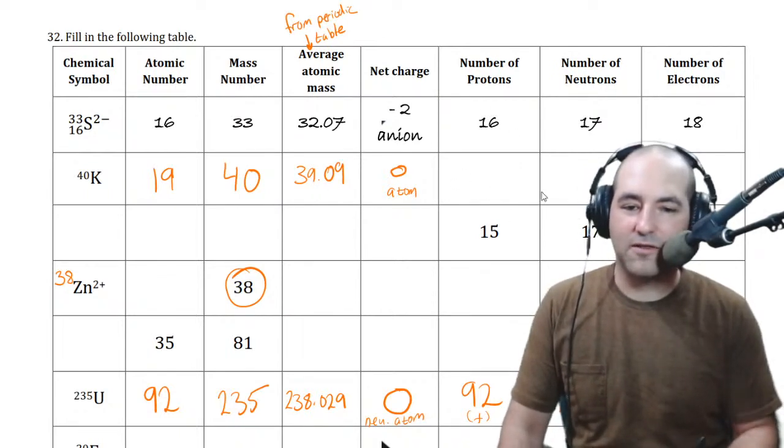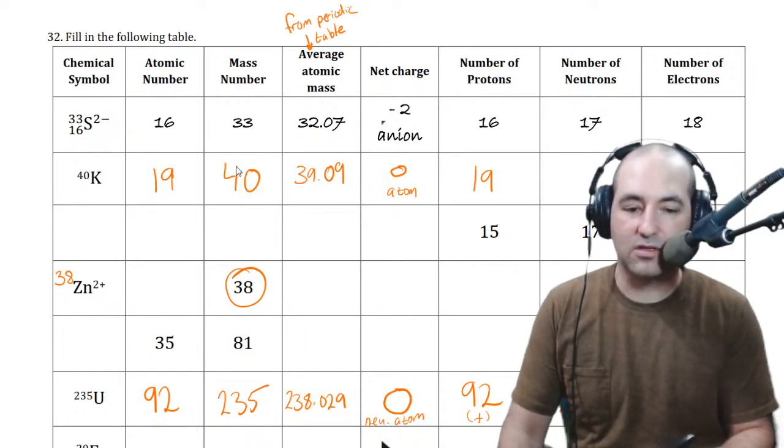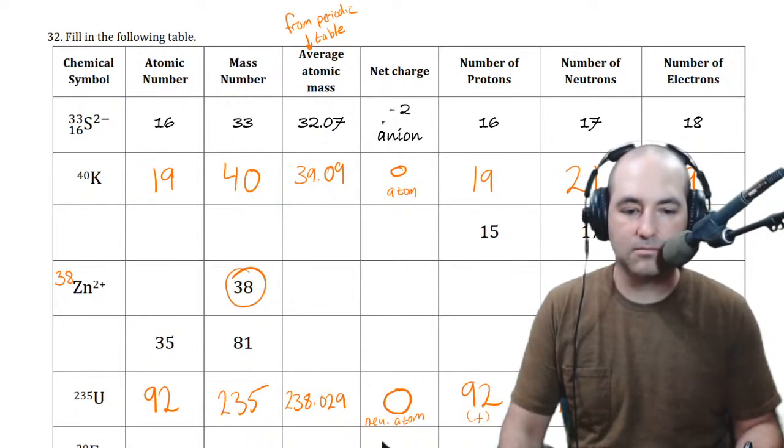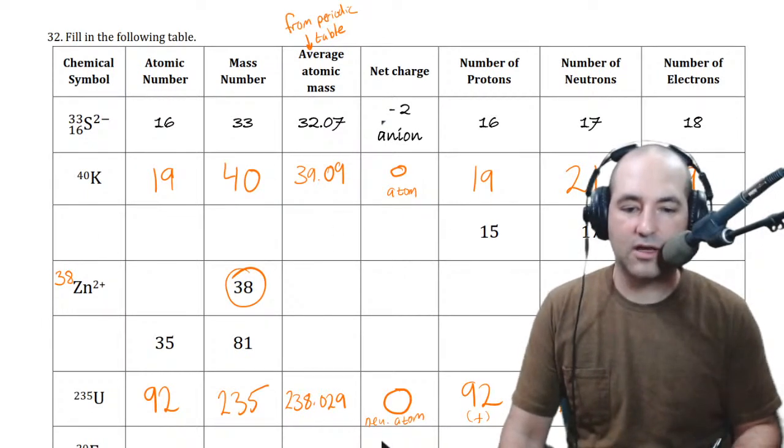All right, so now these we get from the symbol and this information here. So the protons are 19. Neutrons are the difference because the mass number is the neutrons and the protons together. So that's 21. And then the electrons in this case are going to be the same as the protons because the overall charge is 0. All right, so far so good, hopefully. Let's move on to the next line.